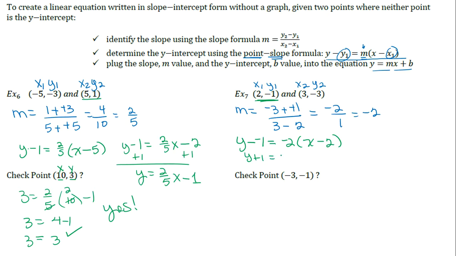We're going to distribute this -2. Bring it up over here. Isolate the y. Here is our linear equation written in slope-intercept form. Let's check this out to see if this ordered pair is part of this line.